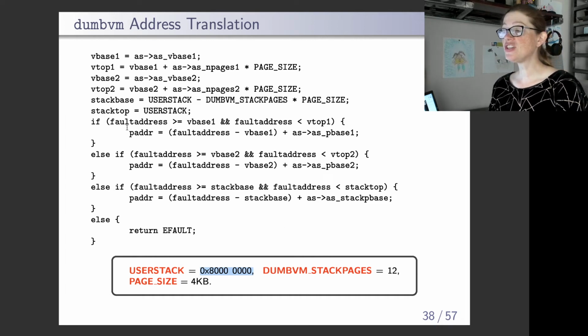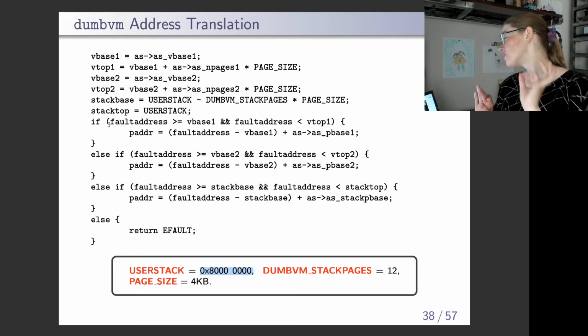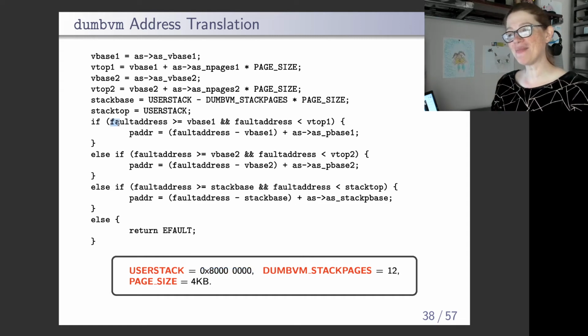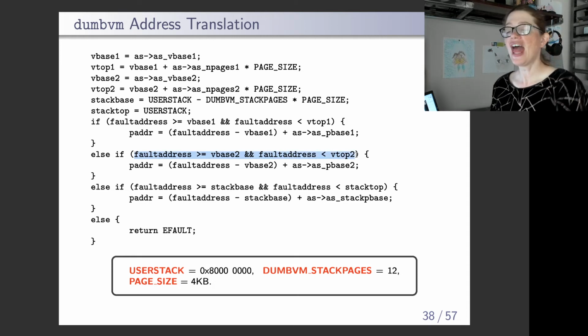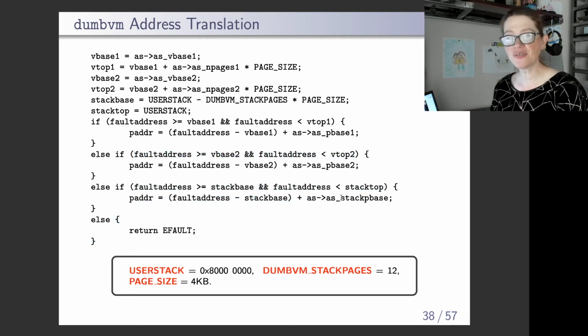All right, so what we do then is after we've computed the low and high for each of these segments, on a fault, we're going to figure out not what the segment number is. No, we don't do something that nice. What we're going to do is use a big old if statement to figure out which range this address falls into. So if the fault address falls into the first range, then it is in the code segment. And if it doesn't fall into the first range, then we compare it to the second range. And if it falls into there, that's the data segment. And if it doesn't, then we try the stack. And if it doesn't fall into any of these three segments, then we get an E fault because it is not a valid address. And that's what we do.